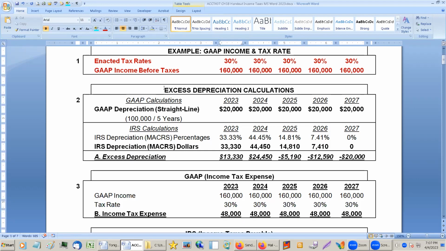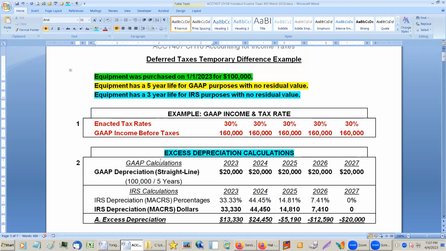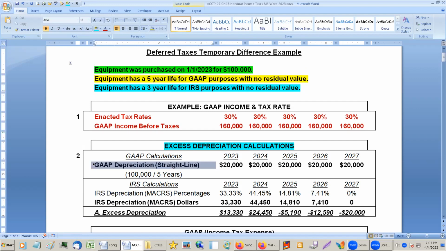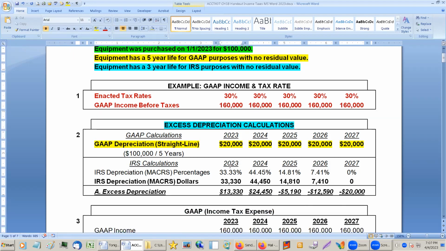Okay, let's look at the depreciation calculations. All right, so this kind of goes to the differences we're going to have here. Now, when we came up with our income of 60,000, for GAAP purposes, we had a $100,000 piece of equipment, divided by 5 years, $20,000 a year. Right? This is what we expect to do. Now, the IRS, they have kind of a wacky table.